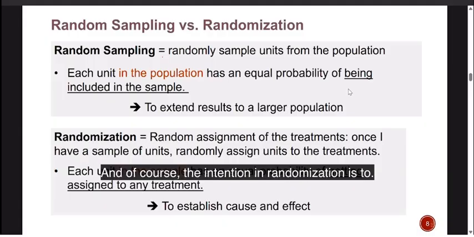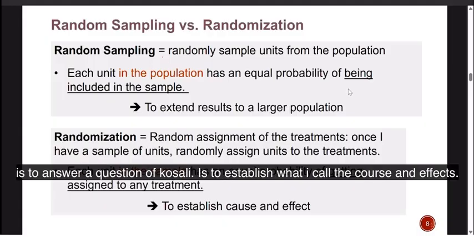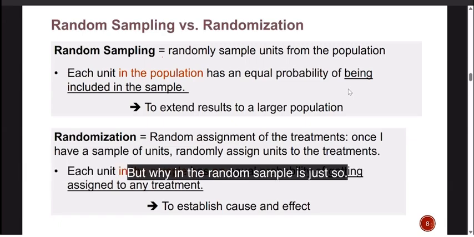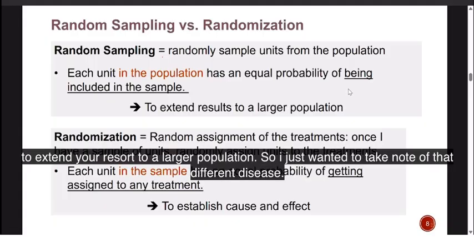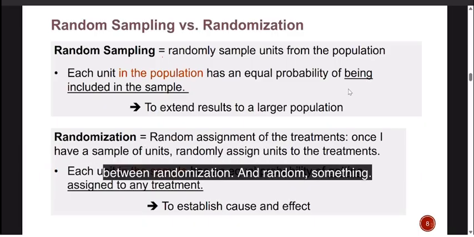And of course, the intention in randomization is to answer a question of causality, to establish what I call cause and effect. But in random sampling, it is just to extend the result to a larger population. So I just wanted you to take note of that difference between randomization and random sampling.